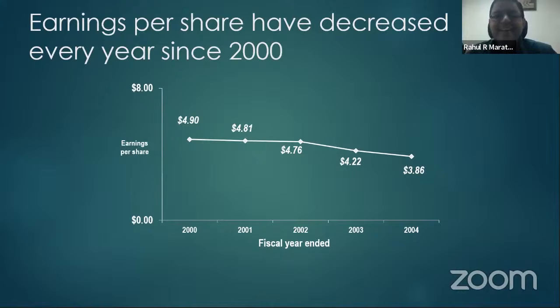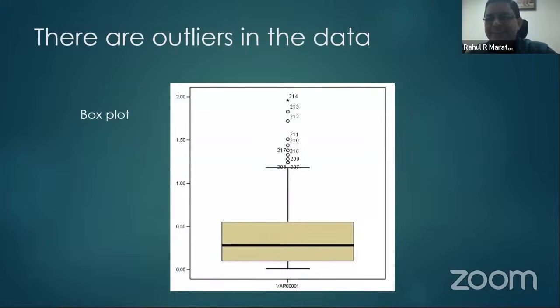And the last one is essentially an example of a box plot, where those dots, observation number 214 and observation number 213, clearly show that those are outside the tail and probably represent the outliers in the data.